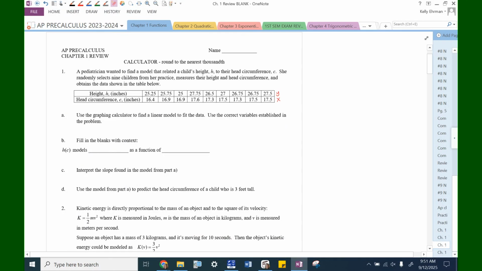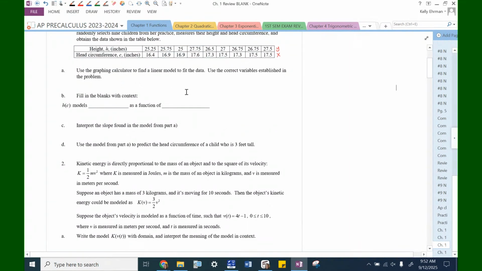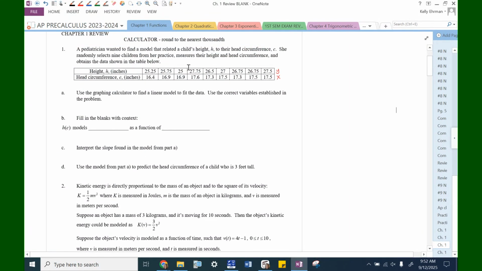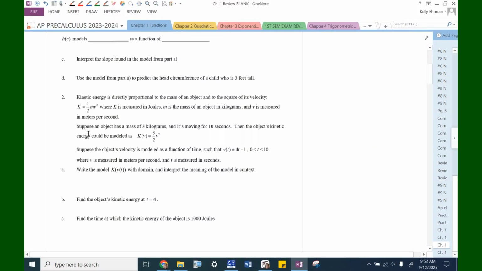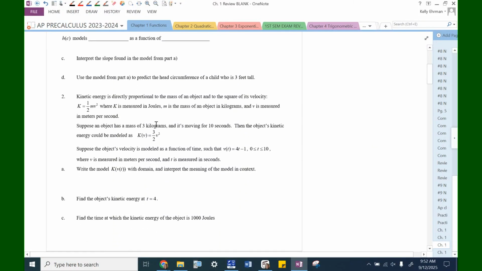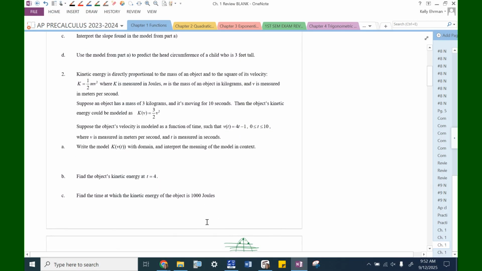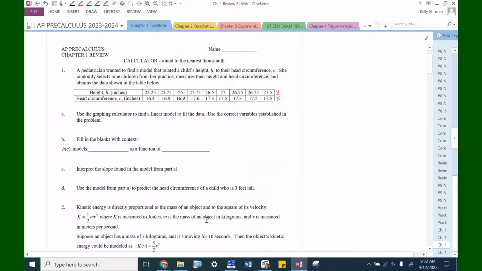For this video, we're doing just the calculator portion of the chapter 1 review. So, quick overview here. You need to be able to create a table in Desmos, get a linear regression model, and interpret some things about that. Given a function, you need to be able to create a composition and plug numbers into functions, set functions equal to values, and solve. Okay.